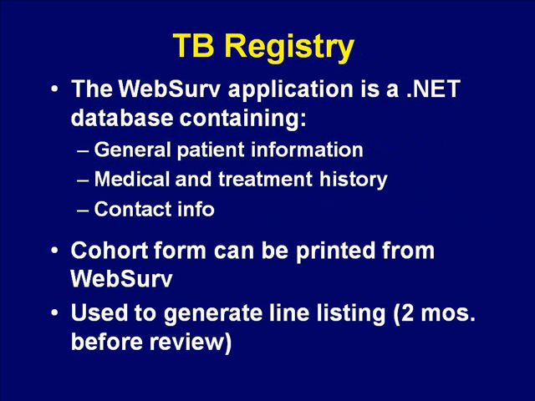A little bit on our registry. It has general patient information, medical treatment history, and contact information. As I mentioned, the cohort form can actually be printed from WebServe or our TB registry, where somewhere between 85 and 90% of the information that we would be covering is extractable through that registry. And again, we use the registry to generate our line listing, which we get out to our partners about 2 months before the review is actually scheduled.